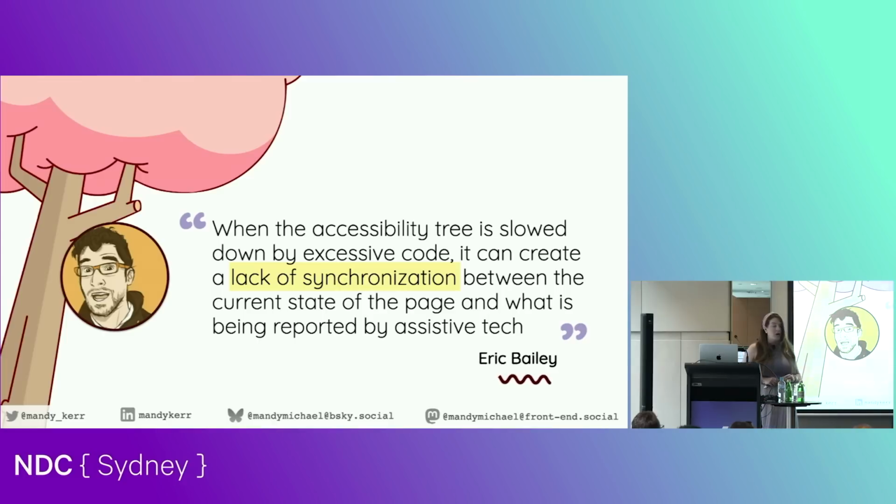This is Eric Bailey. He's an inclusive design advocate. Really amazing, great stuff if you're interested in accessibility and performance. And he says that when the accessibility tree is slowed down by excessive code, it can create a lack of synchronization between the current state of the page and what is being reported by assistive tech. This results in a mismatch between what the user is presented with and what is actually on the page, which I'm sure you can imagine is really confusing.